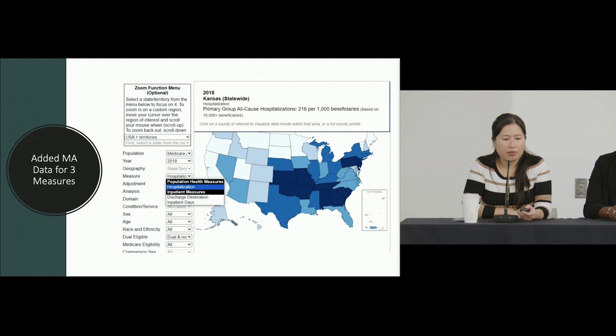So here's an example of what we added for the 3 measures for MA, Medicare Advantage data, in terms of hospitalizations, inpatient measure for discharge destinations, and inpatient stay. Due to, as some of you may know, the quality of the data, we are starting out with 2018 for these 3 measures, and we'll continue to update as we go along.